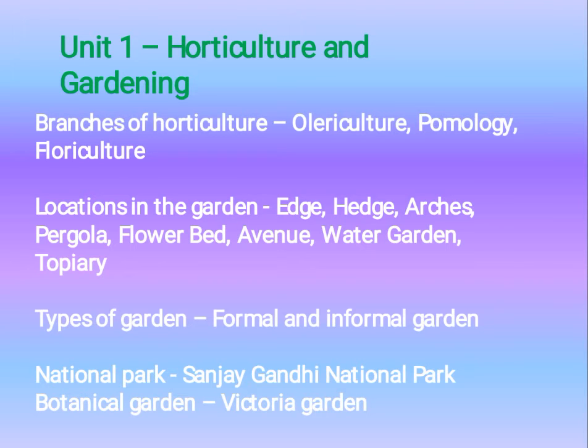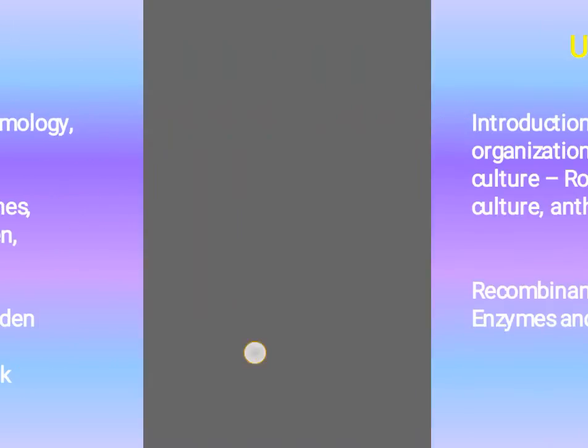informal garden. And the last topic in this unit is National Park, Sanjay Gandhi National Park in detail, and botanical garden, under which Victoria Garden or Jijamata Udyan has to be covered. So this is all about Unit 1, horticulture and gardening.